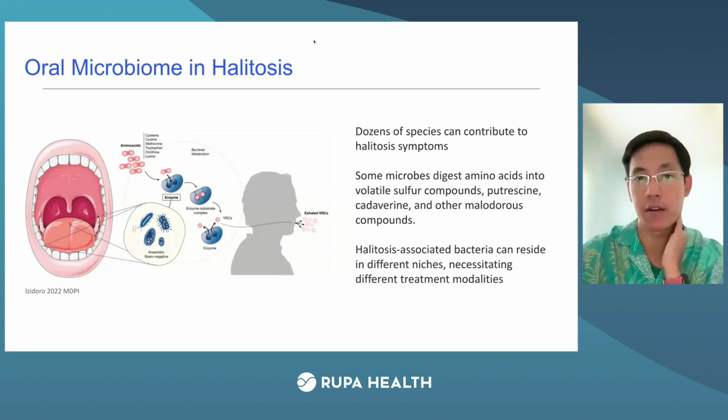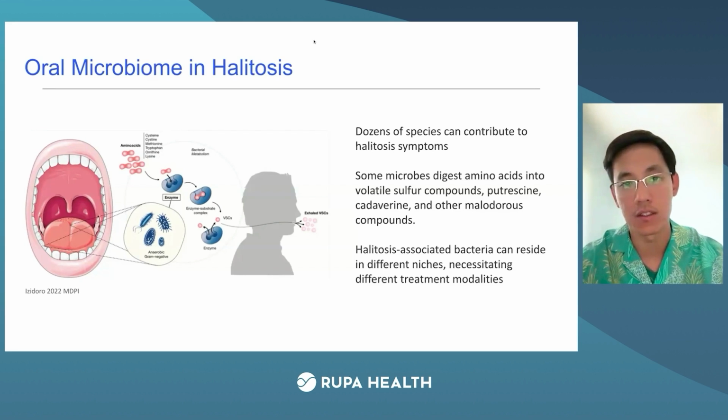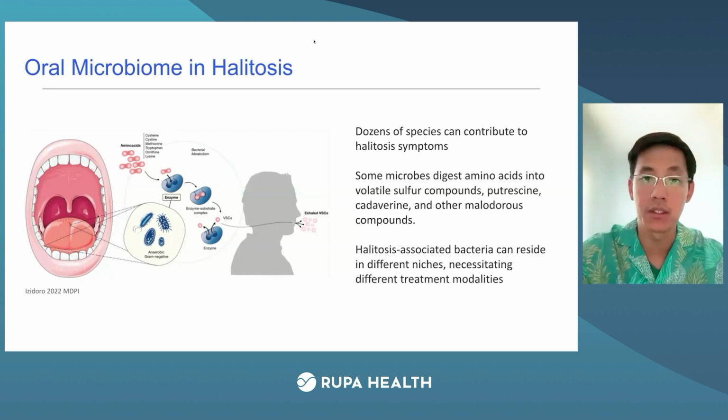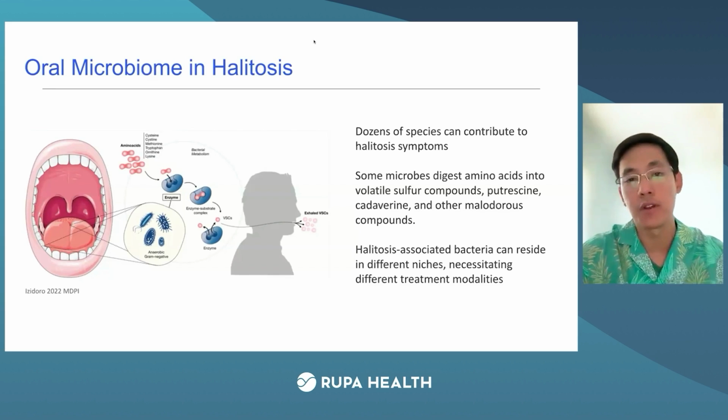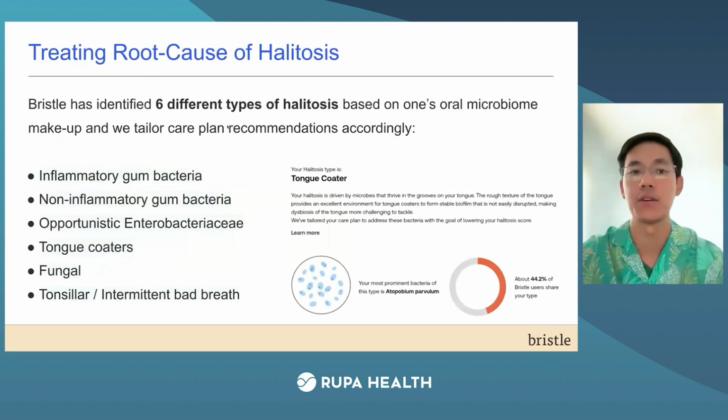And unfortunately, they reside in all the different surfaces of your mouth. So in the tonsils, on the surface of your tongue, at the gum line. And this means that people don't always know what to do. And everybody thinks, hey, if I floss more, then maybe that would solve the problem. But it turns out that a lot of people have different types of halitosis.